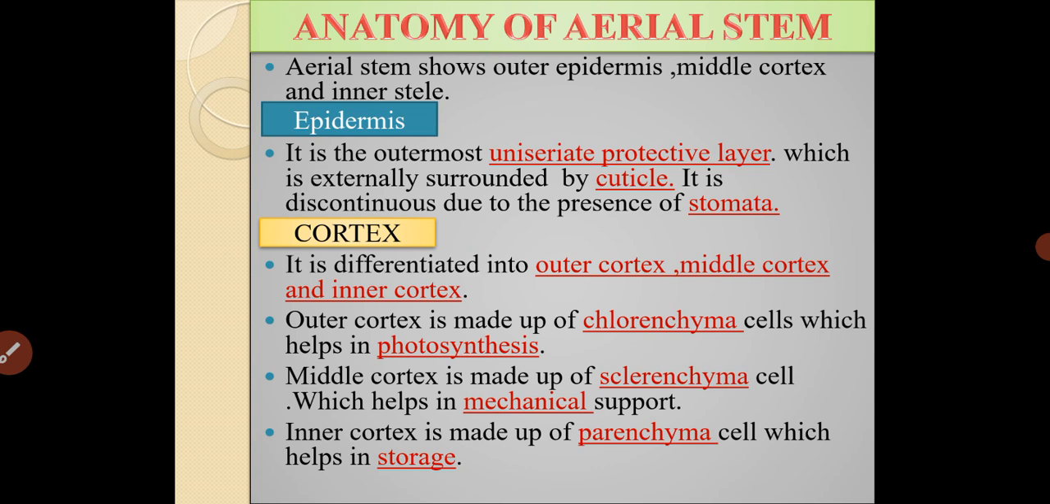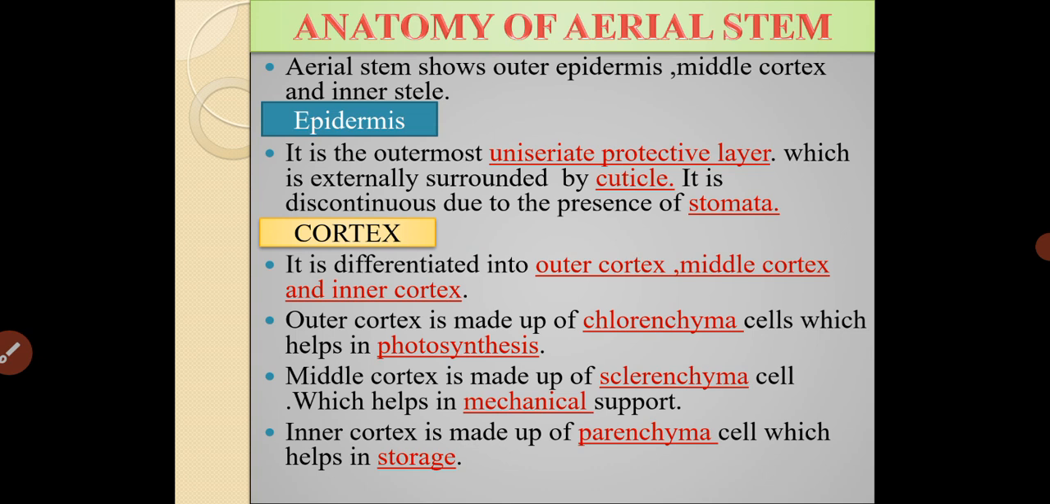Starting with the epidermis. It is the outermost uniseriate protective layer, externally surrounded by the cuticle. It is a discontinuous layer due to the presence of stomata. The epidermis is a uniseriate parenchymatous layer, protective because it is the outermost layer, and it is externally covered by the cuticle because it is exposed aerially. It is a discontinuous layer due to the presence of stomata.